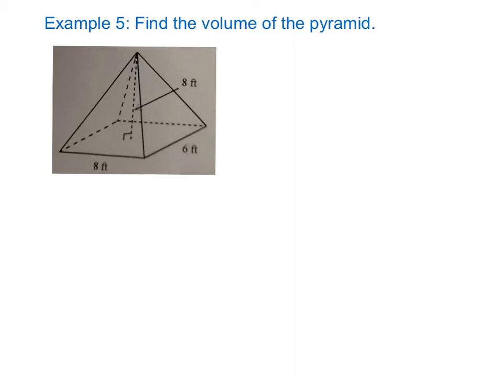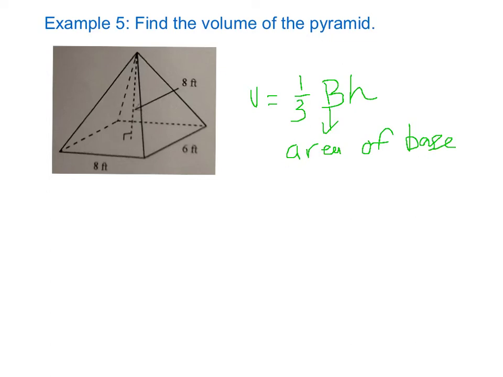Alright, now we're going to find the volume of the pyramid. The formula they give us on the OAA reference sheet is the volume is 1/3 capital B times height, where capital B represents the area of the base. And here, the area of the base is a rectangle. So when I rewrite the formula, I'm going to plug in length times width. That's how you find the area of a rectangle. I'm going to plug that in for capital B and multiply it by the height of the pyramid.